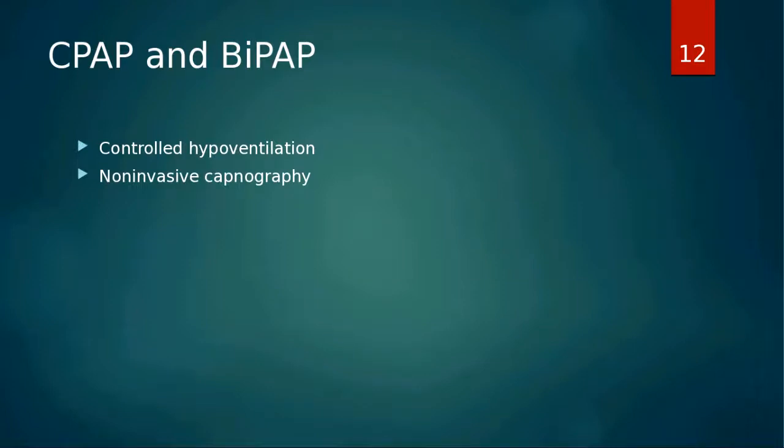So you still give them 100% oxygen, but you use a small tidal volume. And by small, I mean like 8 to 10 milliliters per kilogram. So use a small tidal volume and a slow ventilatory rate, so less than 10 breaths a minute. Okay, that is controlled hypoventilation.